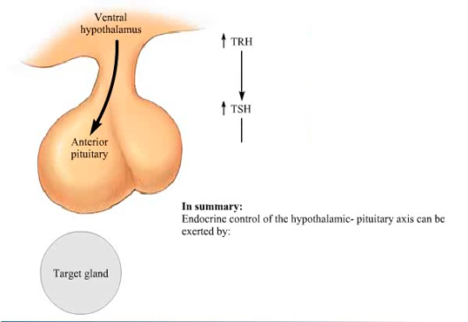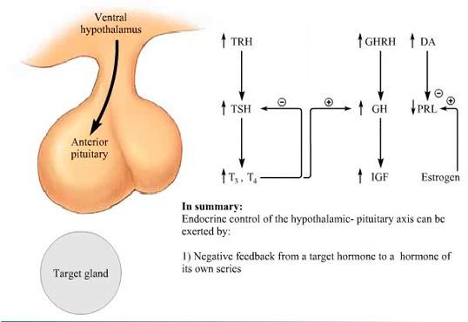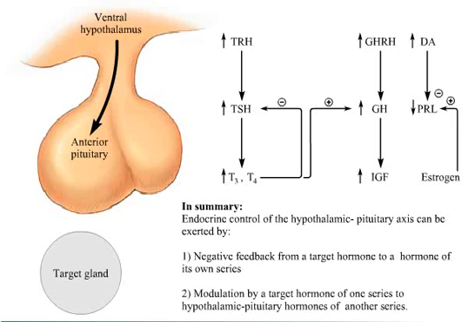In summary, endocrine control of the hypothalamic pituitary axis can be exerted by negative feedback from a target hormone to a hormone of its own series, or modulation by a target hormone of one series to hypothalamic pituitary hormones of another series.